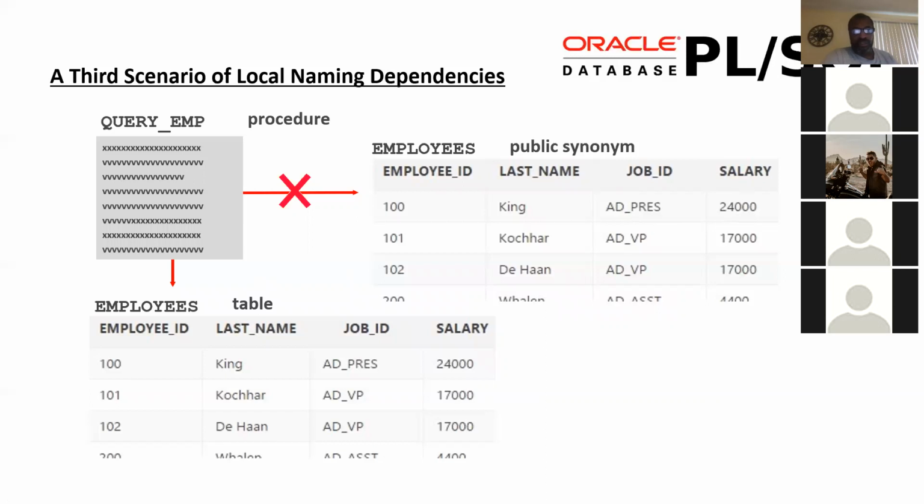Third scenario of local naming dependencies. Basically, this query employee procedure, excuse me, is tied to the employees table, but the employees public synonym is basically showcasing that it's not dependent upon that table, even though it's the same table. It really depends on what that scenario is. Just think of this as that procedure is dependent upon the employees table. The public synonym could be produced by a different scenario.